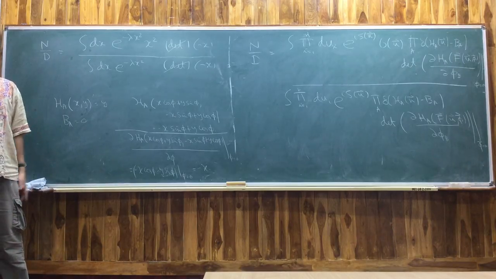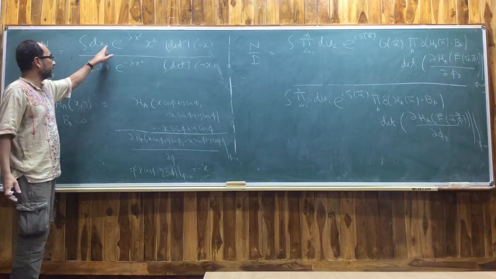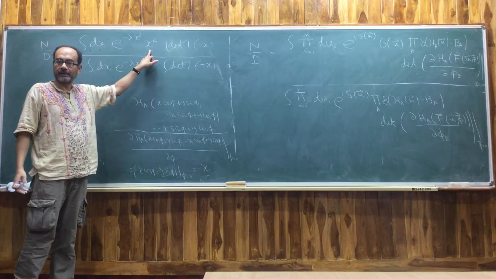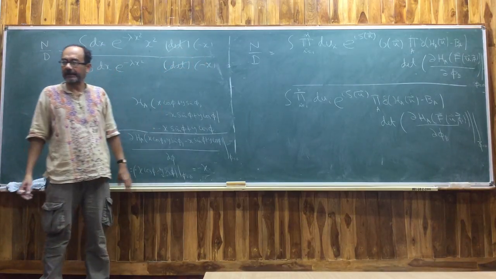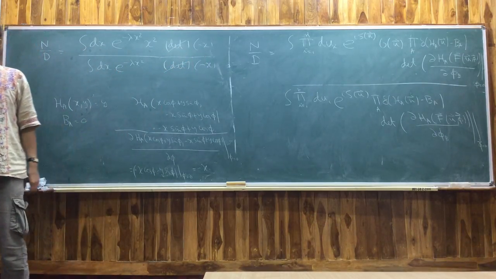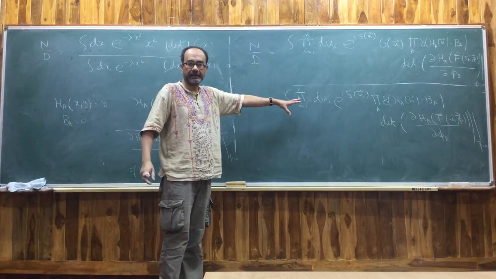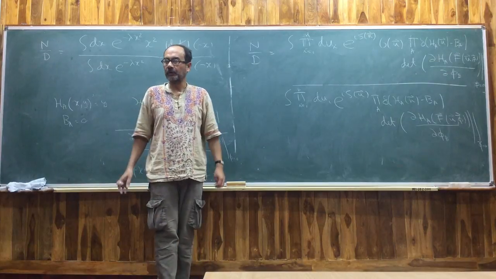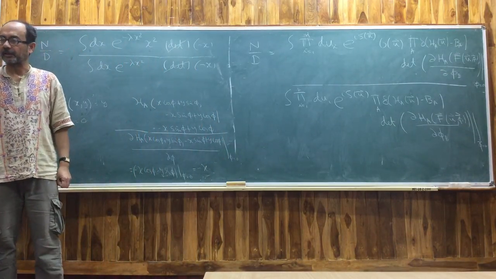Now this is the original ratio written in terms of r. It was r dr e to the minus lambda r square, and that r was missing. That is being supplied by this determinant. So this procedure indeed gives us back the correct ratio, which we were missing by doing this naive insertion of a delta function inside the integral.